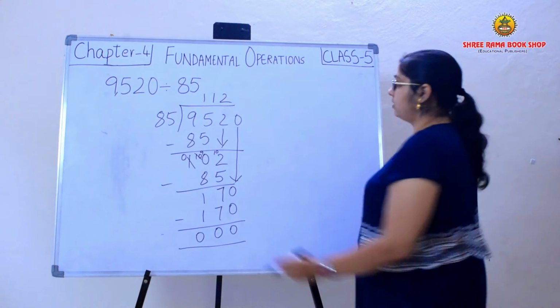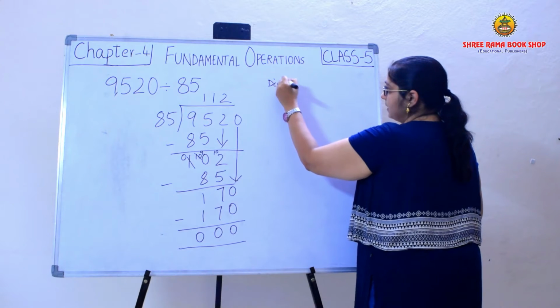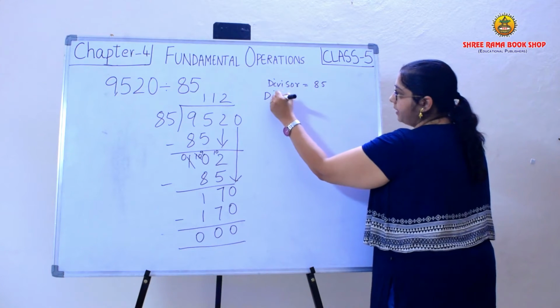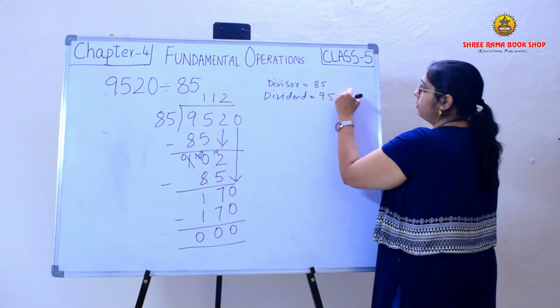So from this question I can say that divisor is 85, dividend is how much? 9520.